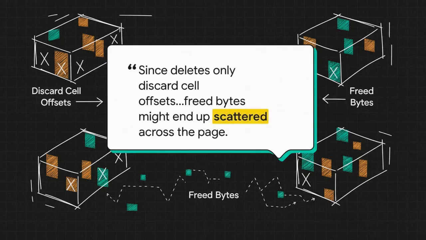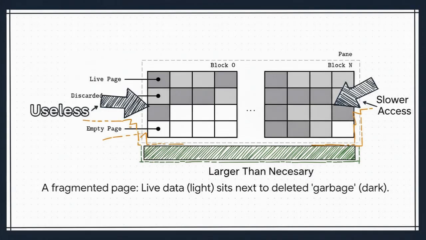So there's this great quote from the book Database Internals that really gets to the heart of the problem. It says, "Since deletes only discard cell offsets and do not relocate remaining cells, freed bytes might end up scattered across the page." Basically, what that means is, for performance, when you delete something, the database doesn't actually clean up the mess. It just erases the pointer to the data. It marks that spot as empty, but the old data is still there, taking up space. And over time, your data pages get riddled with these little holes of wasted space.